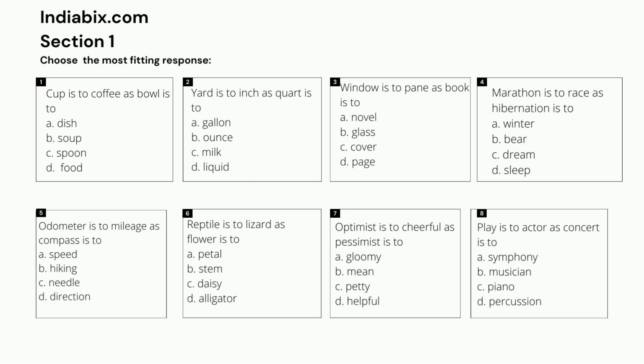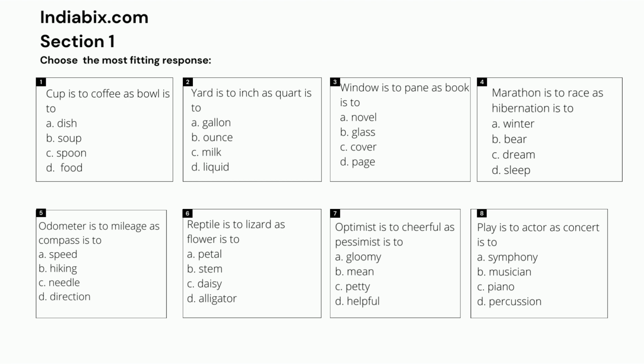So a lizard is a type of reptile, and a daisy is a type of flower. See that? A lizard is a type of reptile, and a daisy is a type of flower.